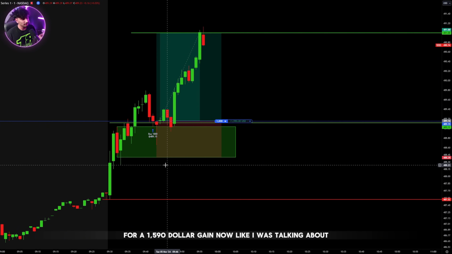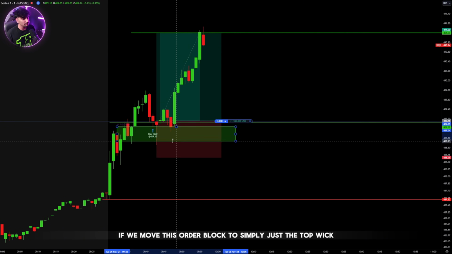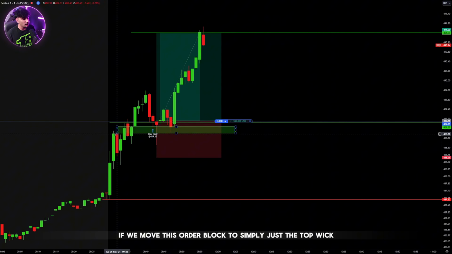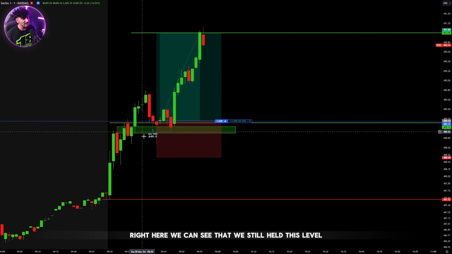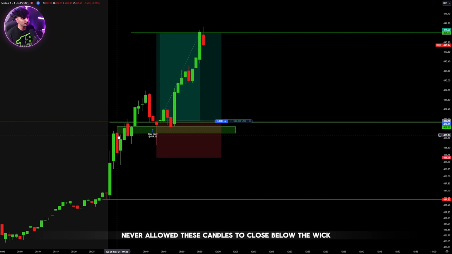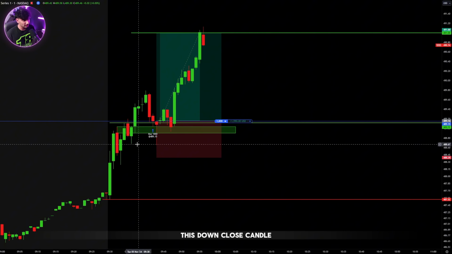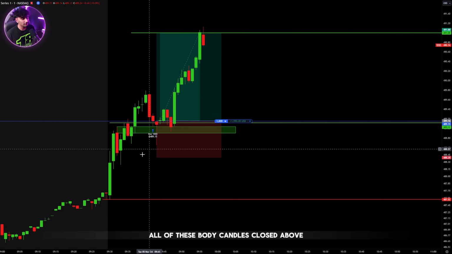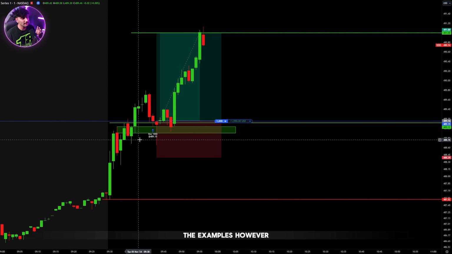Now, like I was talking about, should we draw on the wick or the body? In this example here, if we move this order block to simply just the top wick right here, we can see that we still held this level. This order block never allowed these candles to close below the wick of this down close candle. All of these body candles closed above, and this is going to make sense too after we're done with the examples.